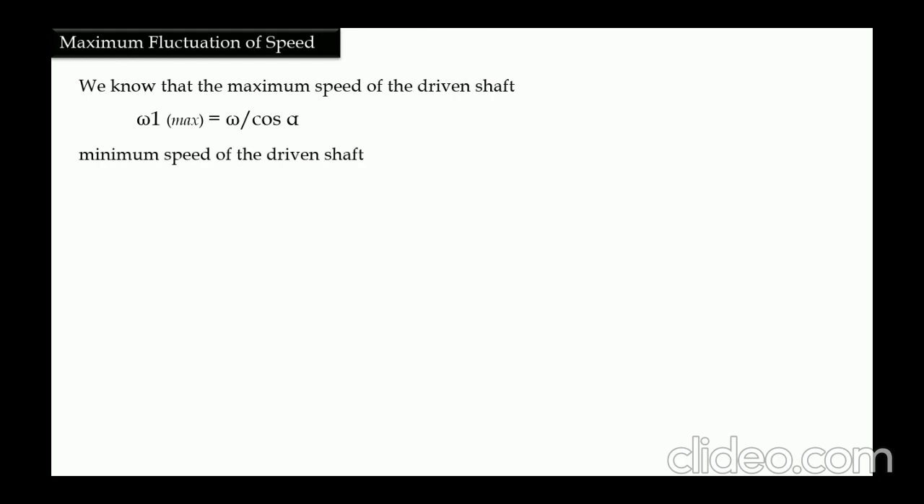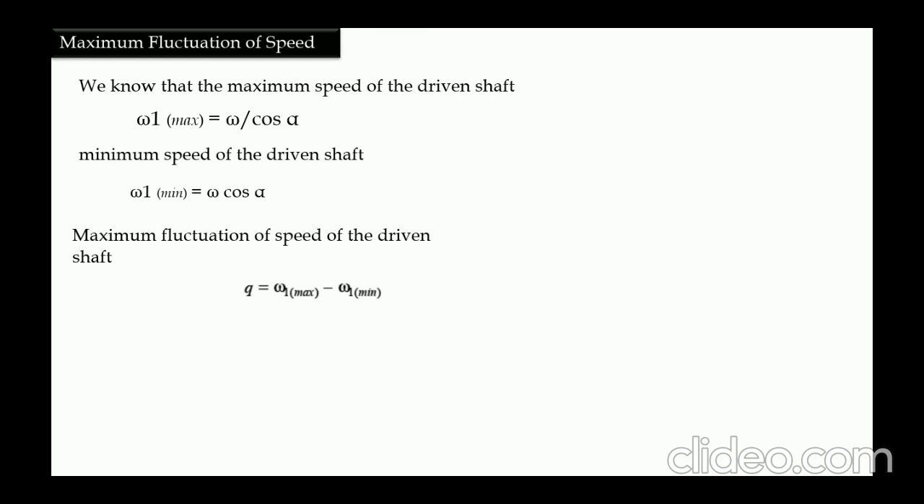Now maximum fluctuation of speed. In order to calculate the maximum fluctuation of speed, we know that the maximum speed of driven shaft is omega upon cos alpha, and the minimum speed of driven shaft is omega into cos alpha. The fluctuation is nothing but the subtraction of the maximum speed and the minimum speed. So if Q is the fluctuation, then it will be equal to omega 1 max minus omega 1 min.